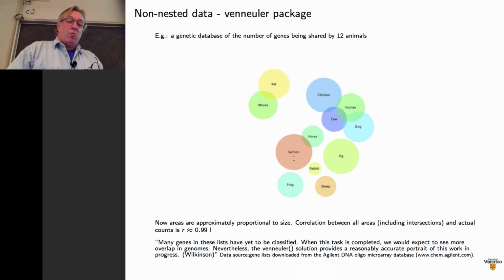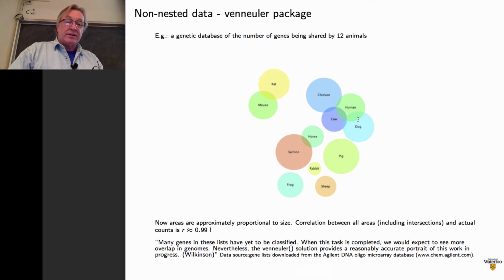But it's not saying that the salmon has more genes than a horse does. It's just what's in this database. And it's also not saying that a pig has no genes in common with a rabbit. That's not true either. It's just what happens to be in this database.